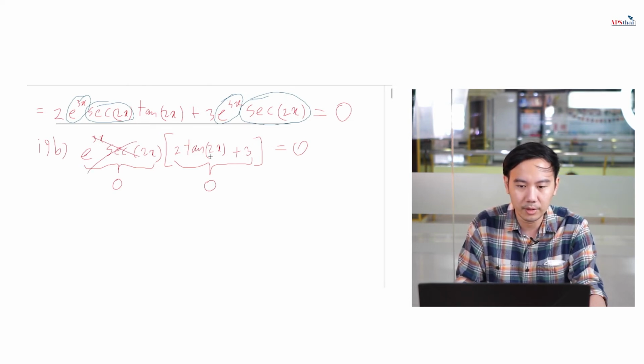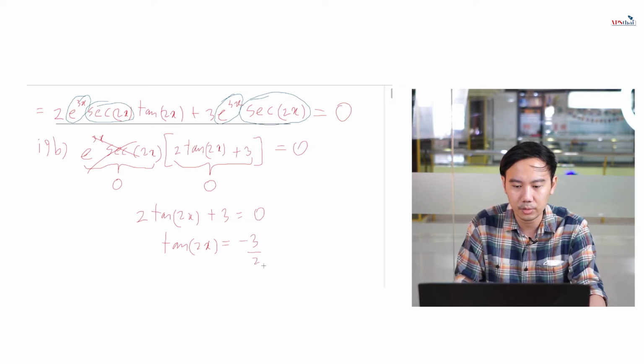So we focus on this instead, and this is a lot simpler to do. So we can just rearrange things. So you know that 2 tan 2x plus 3 will equal 0. So tan 2x, with a little bit of algebra, is going to be negative 3, and then you divide it by 2. So you can just press this into your calculator.